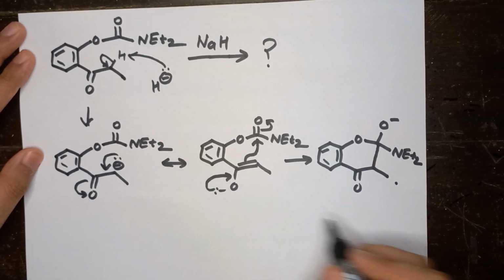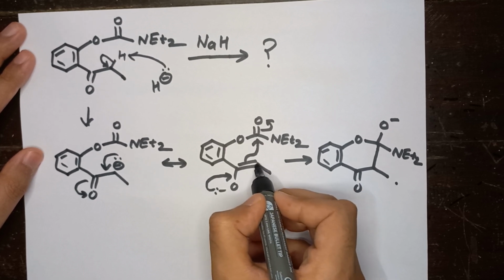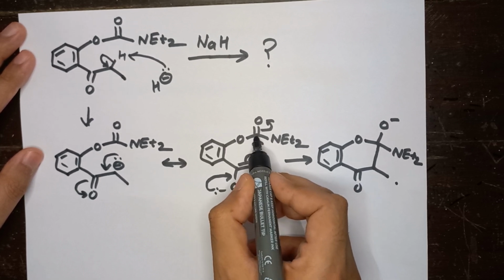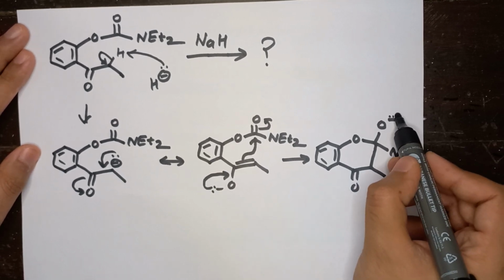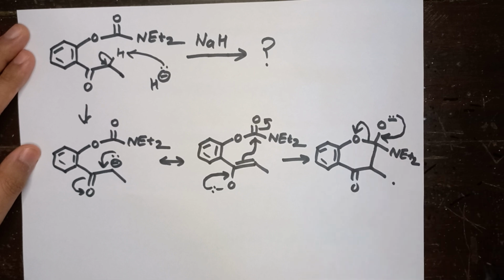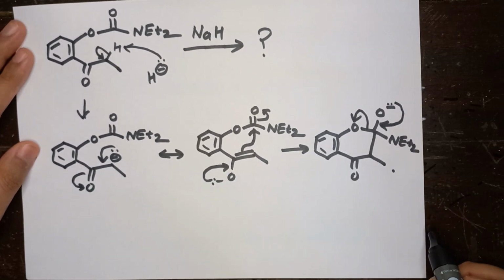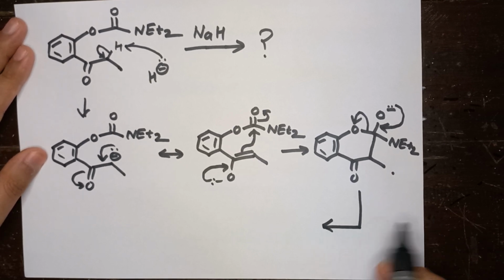Right? So this oxygen reformed the double bond, and this double bond attacks from this carbon at this carbonyl, opening up this CO bond. Now this oxygen reforms a double bond and will break this particular bond, and this will give me the final product we are looking for.